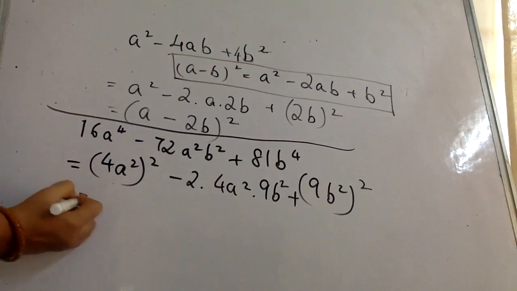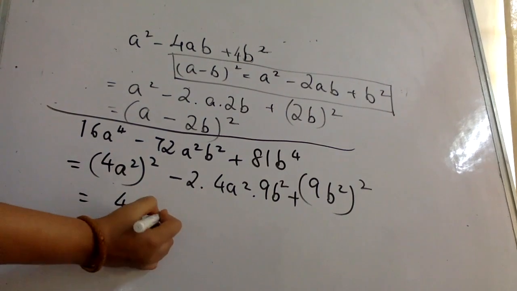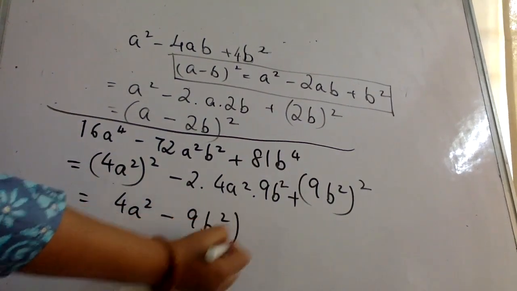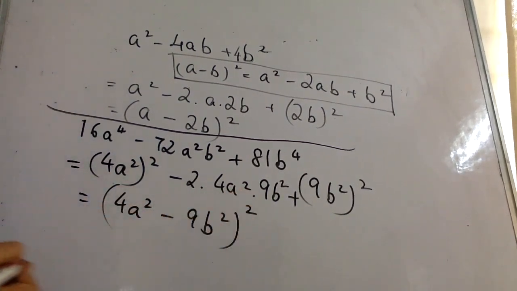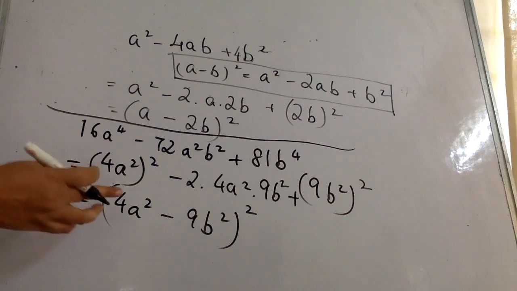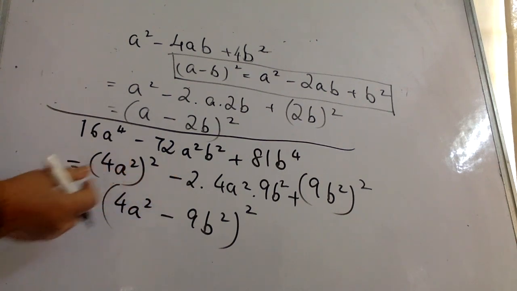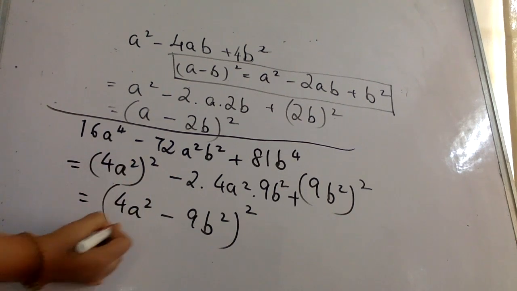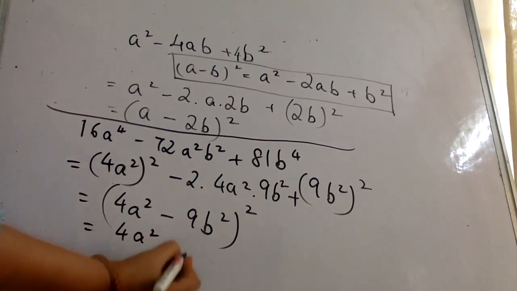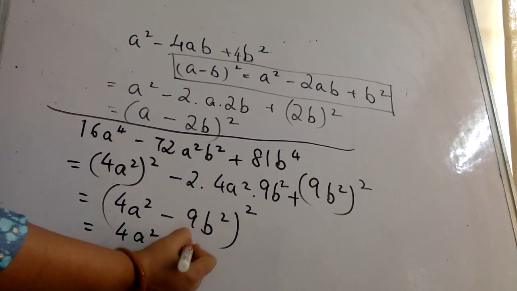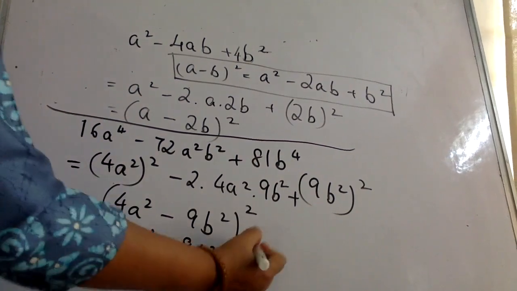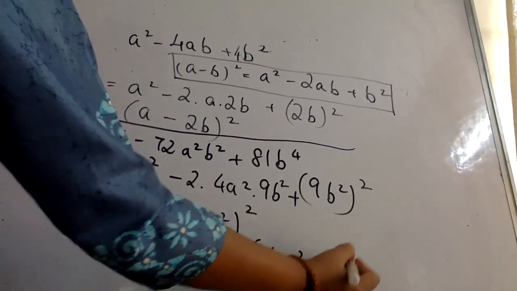Next what? (4a square minus 9b square) and a square. Okay, so I have converted it to factors, but there is still something to be done here. I have done it in factors, but it can still be written like this, 4a square minus 9b square, and one more. You'll see why I am doing this.